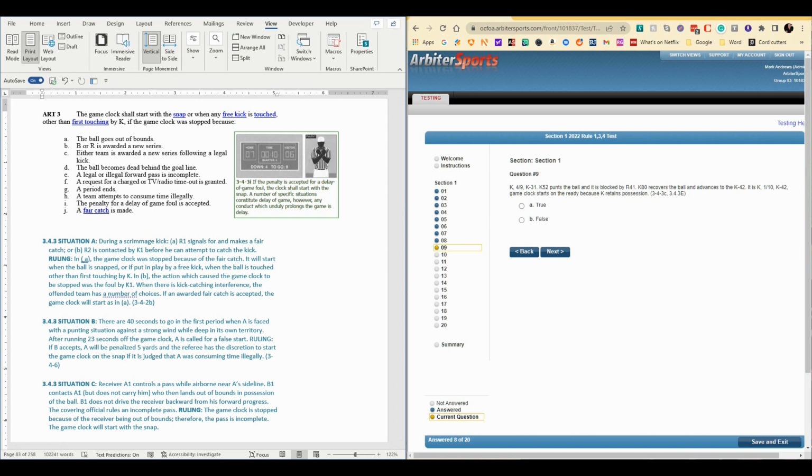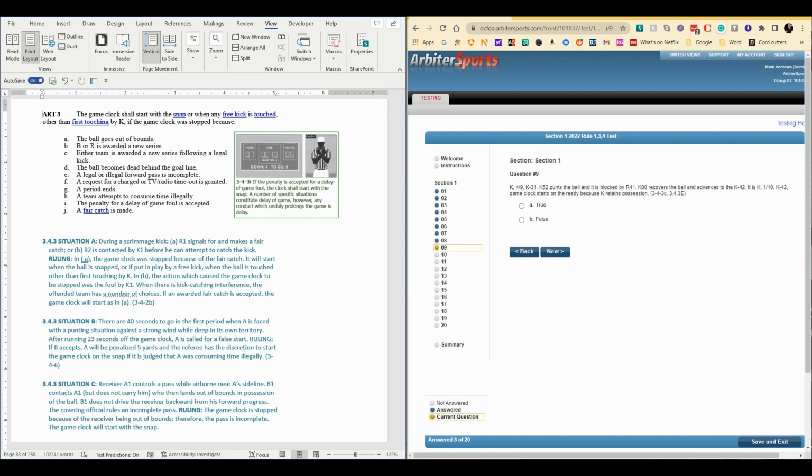Okay, question number 9. K 4th and 9 at the K31. K52 punts the ball and is blocked by R41. K80 recovers the ball and advances to the K42. It is K 1st and 10, K42, game clock starts on the ready because K retains possession.